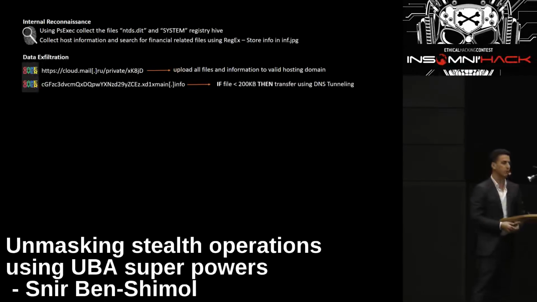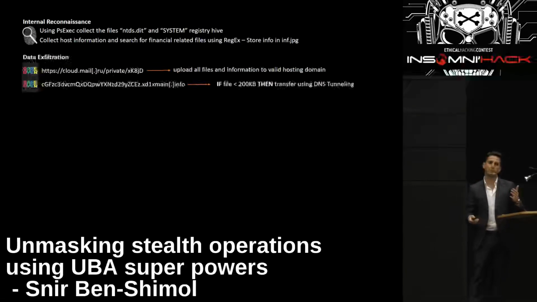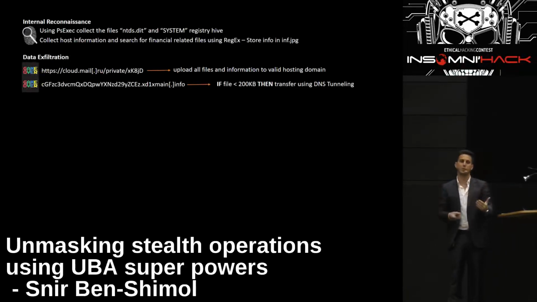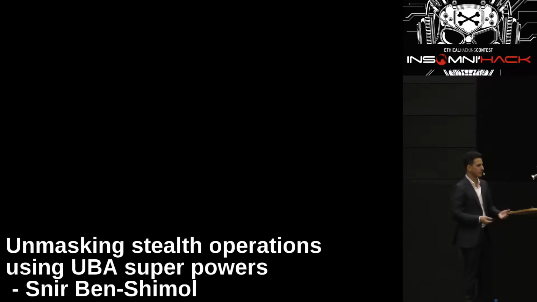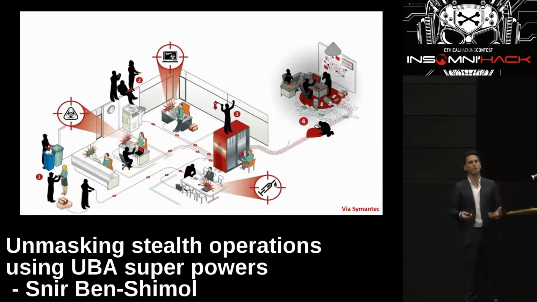But in this case, they upload all the files to a valid hosting domain, because once you upload a lot of information, maybe the organization will look at it and try to use reputation services. If you use a regular domain with hosting capability, the reputation services will not catch it, and it may look like very authentic uploads. Also for smaller files, they will use the DNS tunneling technique again, which we will talk about later on. So basically, the attacker infiltrated the organization, maintained persistency, and was able to exfiltrate all the data outside. This is just a cool picture that Symantec created.